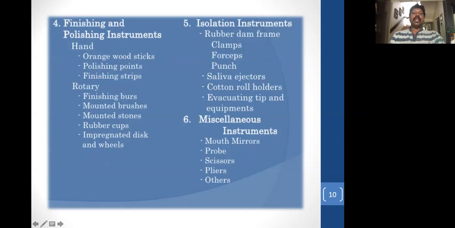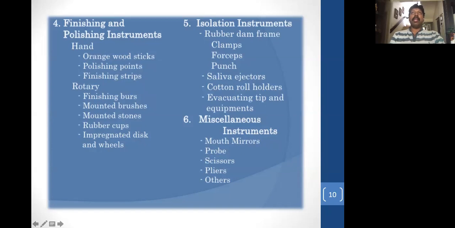Fifth one is isolation, means what? While making a cavity in the tooth, it should not be contaminated with saliva, so you require something like a rubber dam, where you can apply a rubber dam. Saliva ejectors, means the suction beside the chair, which pulls out saliva. Cotton roll holders. Okay, then evacuating tips and equipment, all these things. And the last one is miscellaneous: your mouth mirror, probe, scissor, pliers, everything comes under this.